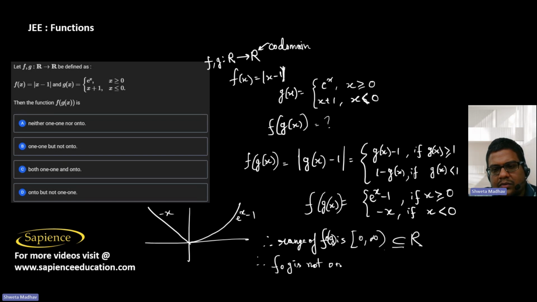It is not onto. And also we can see that if we draw a horizontal line parallel to the x-axis, it will intersect at 2 points on the graph. So it means here it is not 1 1, since the same output will come for two different inputs.